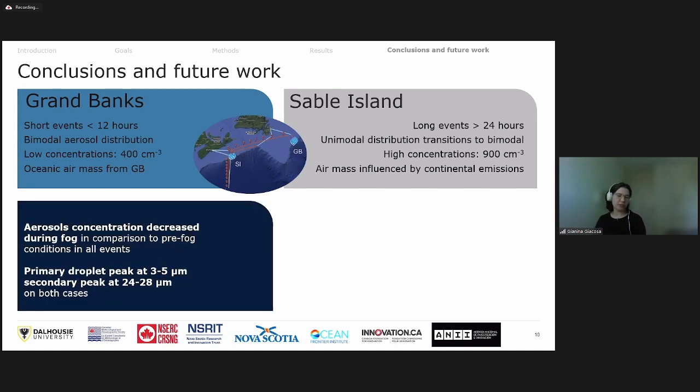So a general conclusion for all the events is that aerosol concentration decreased during fog in comparison to pre-fog conditions, and also that the peaks observed when looking at the droplet size distributions seem to be fairly constant throughout the fog events and throughout the fog life cycle, with a small peak between 3 to 5 microns and a larger peak from 24 to 28 microns.